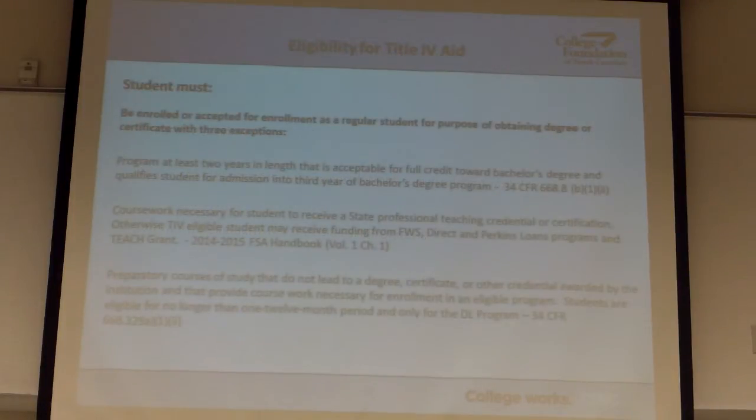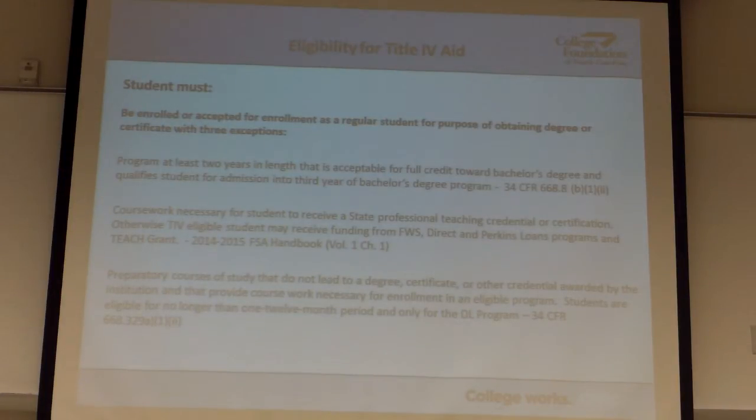So we'll start with the general overview for Title IV eligibility. This slide refers to the type of courses a student is taking to be eligible for Title IV aid. Generally, a student must be enrolled or accepted for enrollment as a regular student for the purpose of obtaining a degree or certificate to be eligible for Title IV aid. A few key words in there are enrolled or accepted for enrollment, regular student, and degree or certificate.